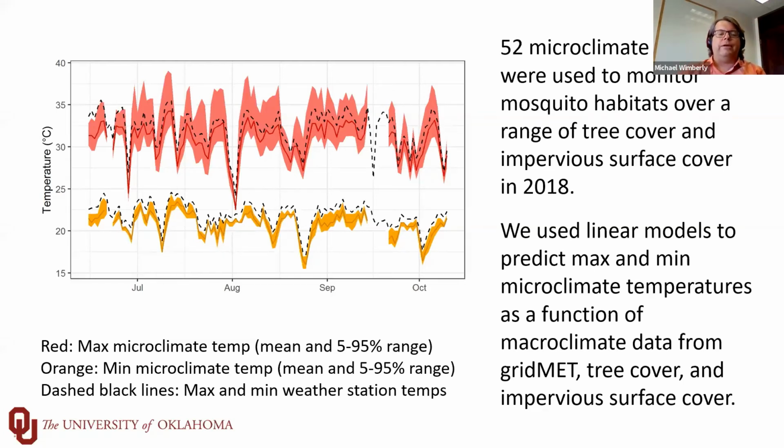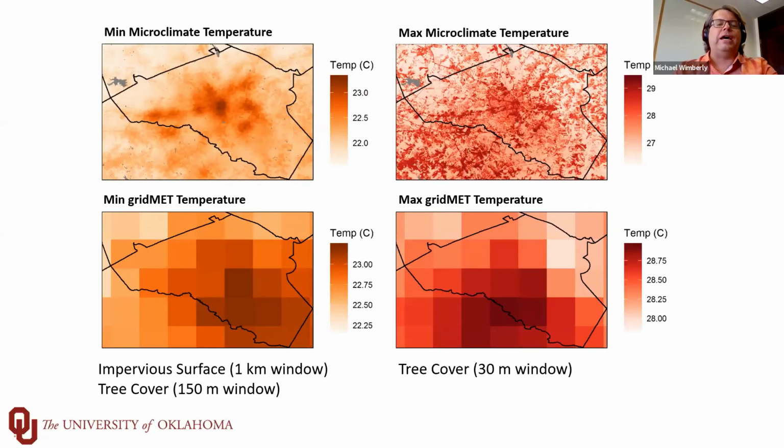The point here is that the microclimate temperatures are much more variable, and in some cases, for minimum temperature, tend to generally be cooler than what we get at that one weather station. I'm going to skip over the details here, but we used some fairly simple linear approaches to predict, at a pixel level, minimum and maximum temperatures as a function of GridMet data, tree cover, and impervious surface cover. And this is what that looks like in pictures.